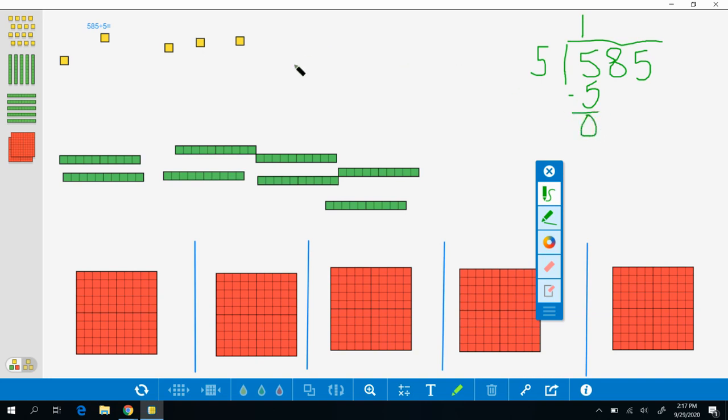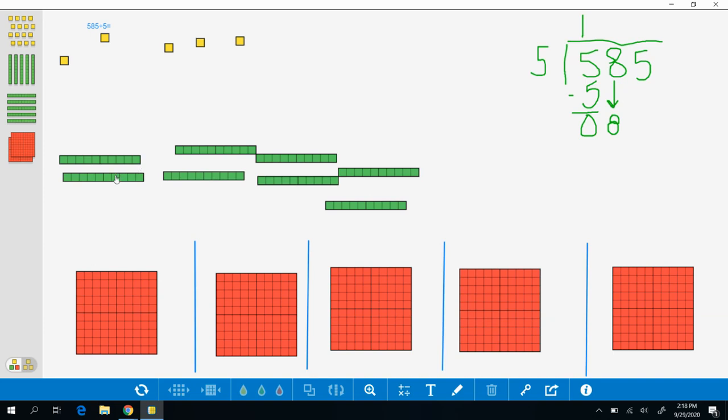Let's take a look back here at our model. Do we have any hundreds left? No, we don't. So 500s minus 500s is 0. We're on the right track. All right, so now we're moving on to the tens place. So I'm going to go ahead and bring down this 8. It represents 8 tens, and let's take a look at our model. 2, 4, 6, 8 tens.